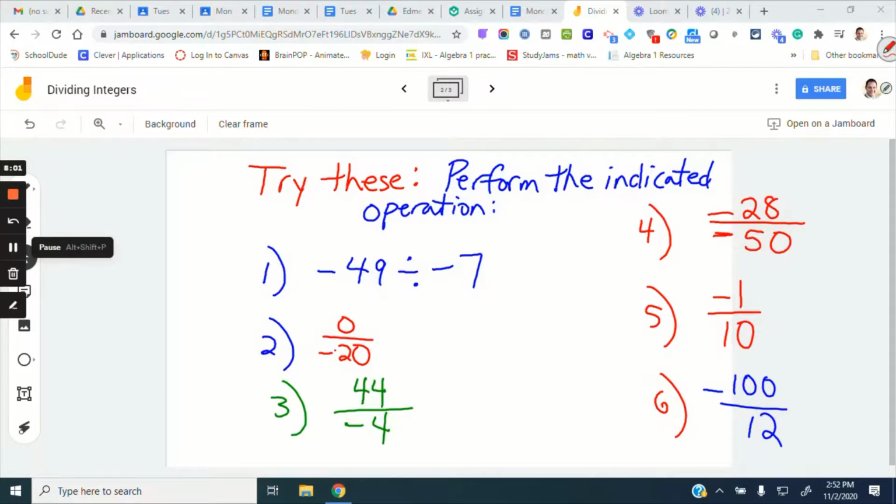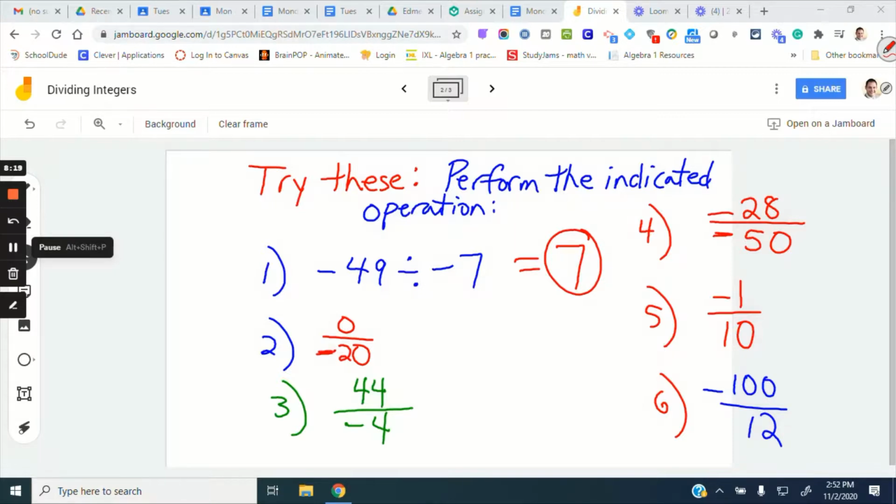Okay, so hopefully you're able to do these problems on your own. So let's go over them. So number 1, we had negative 49 divided by negative 7. Well, 49 divided by 7 is 7, and a negative divided by negative is positive. So our final answer for that one is positive 7.